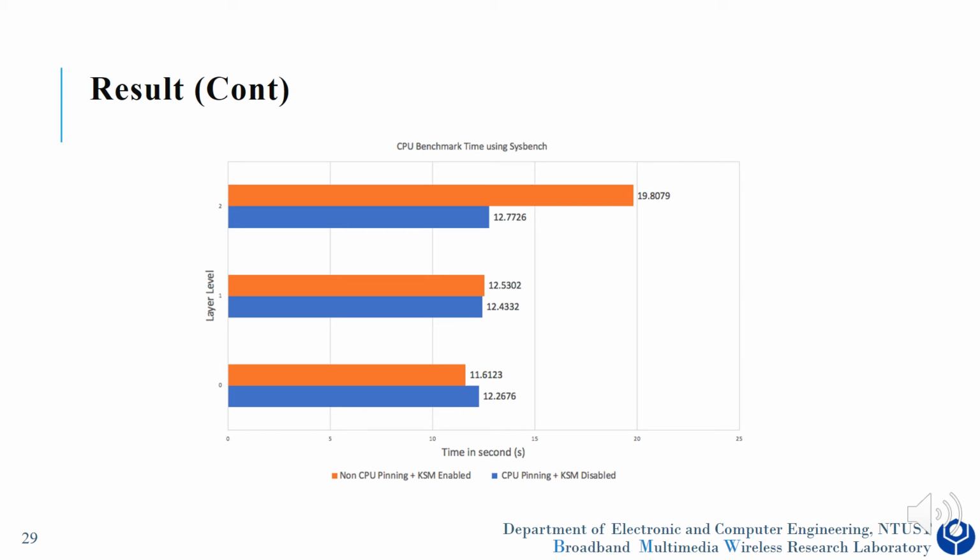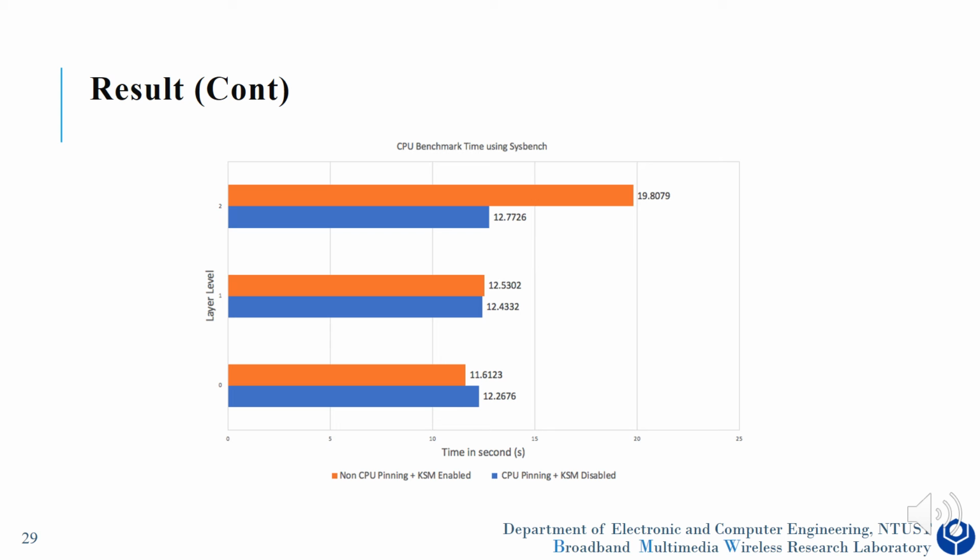But the most important thing is that judging from each layer, from layer 0 to layer level 2, before we do the CPU pinning and with KSM still enabled, we can call it unstable performance, because from 11.6 seconds it goes upward to 12.5 seconds, and suddenly it increases to 19.8 seconds in layer level 2.